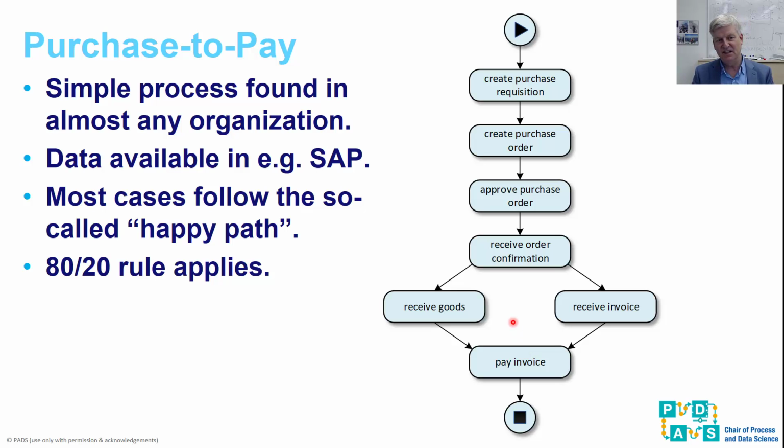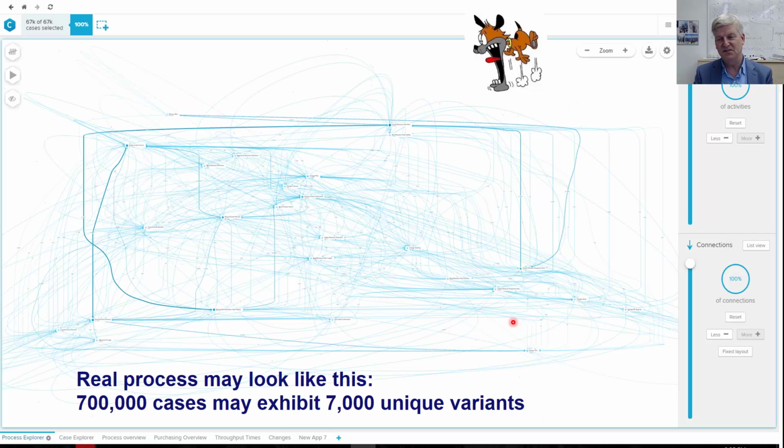So this is the PowerPoint version of the purchase to pay process. And this is what, if you ask people what is the purchase to pay process, what are the activities, they will draw something like this. So this is what people say that the process is, but this is what it really looks like.